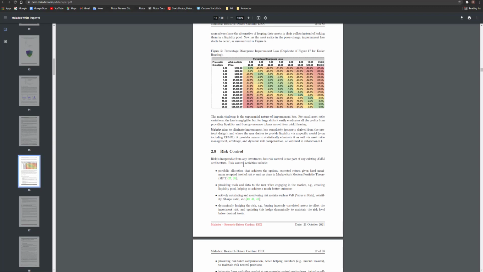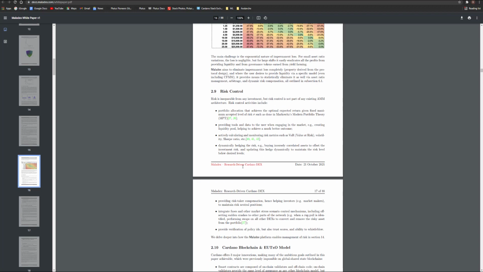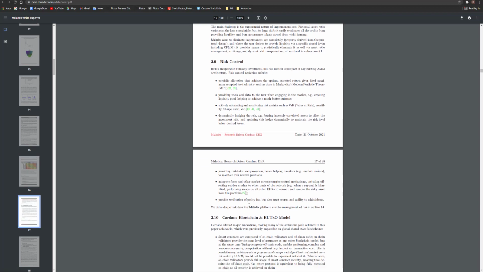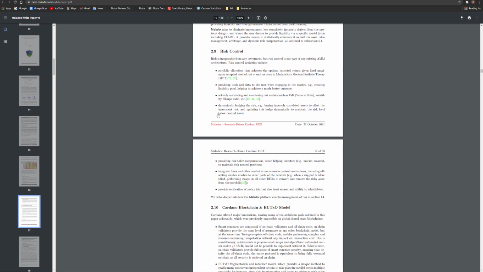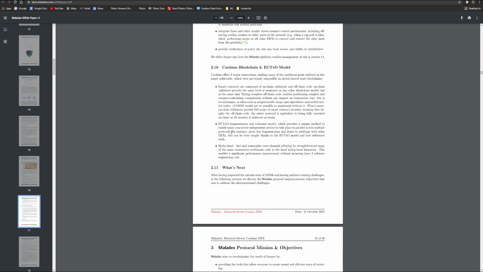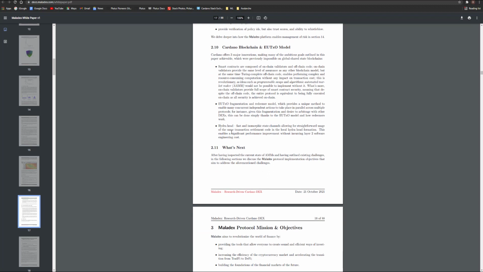They talk a little bit about risk control here, which I'm just going to skip over, but they'll be covering in more depth in section 14. This is probably the most interesting part of the first part of their very long paper. Cardano offers 3 major innovations, making many of the ambitious goals outlined in this paper achievable. So this is the reason Cardano really helps them in their goals.